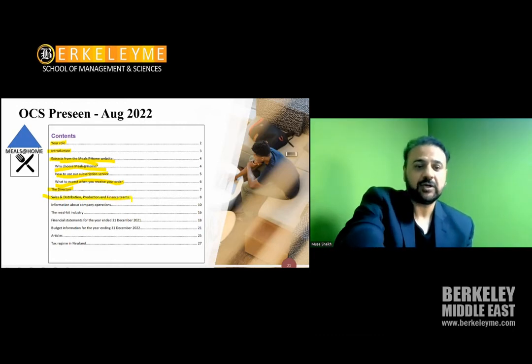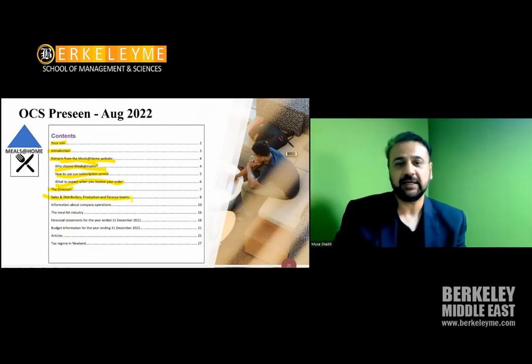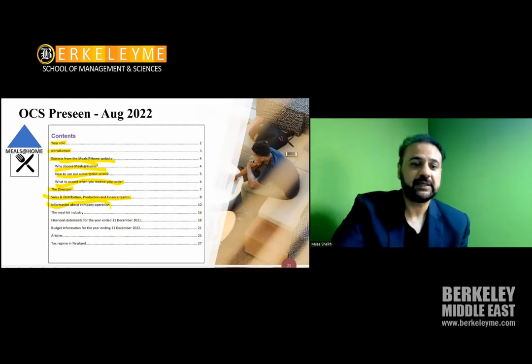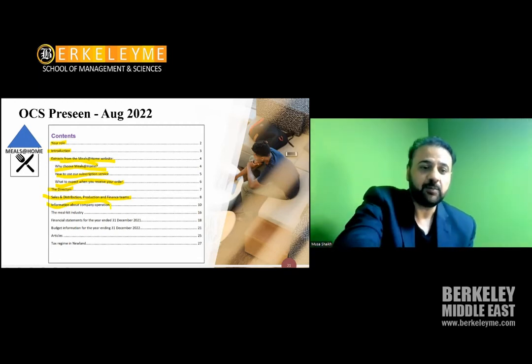Then all about operations: sales, distribution, production. As I explained, operations mean how you sell, how you purchase, how you procure, how you keep your inventory, how you arrange your funding, how you have your bank loans and facilities. These all come under operational matters. Information about company operations is very important, and here he will give you more information.